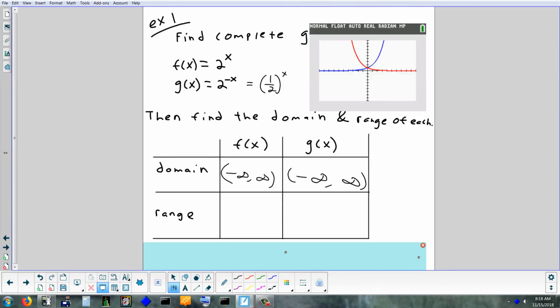Now, the range doesn't go down forever. What's the lowest value that, we'll start with the graph in blue, that it goes to, but it never hits? Yeah, 0. And that's the same for the graph in red. The graph in red comes down and it gets close to 0, but it never reaches it. Okay? So they actually have the same domain and the same range.